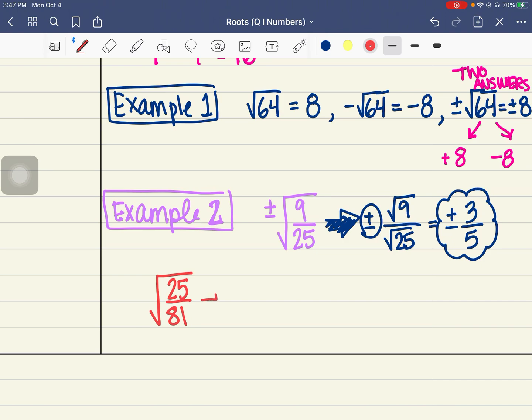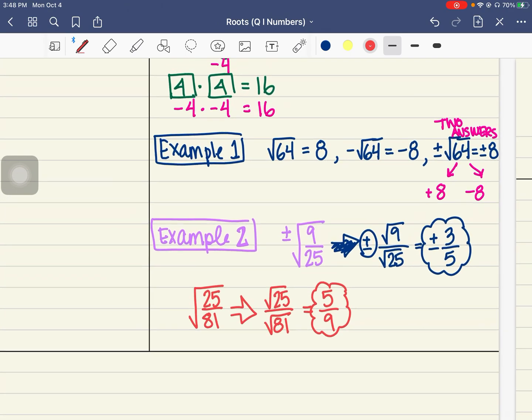All right. So if I'm going to split this up, it's going to be the square root of 25 over the square root of 81. Well, the square root of 25 is 5, because 5 times 5 is 25. And the square root of 81 is 9, because 9 times 9 is 81. And that's our answer. It's just 5/9. That's it.